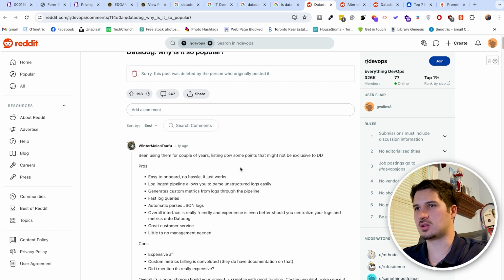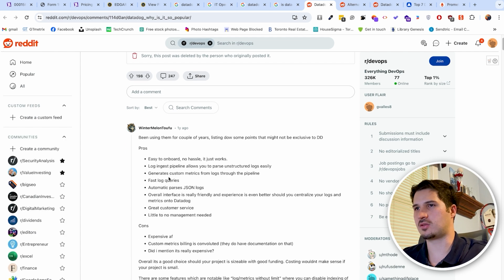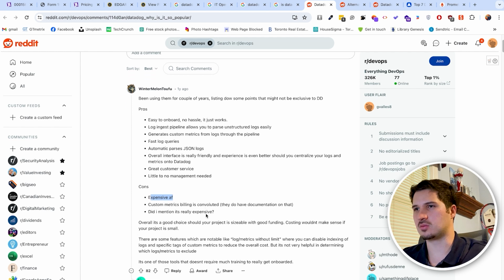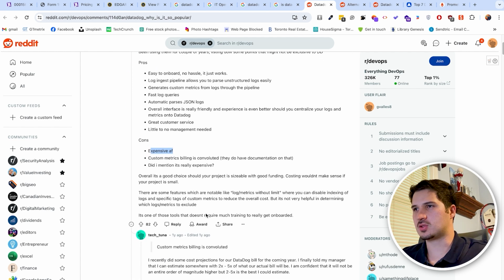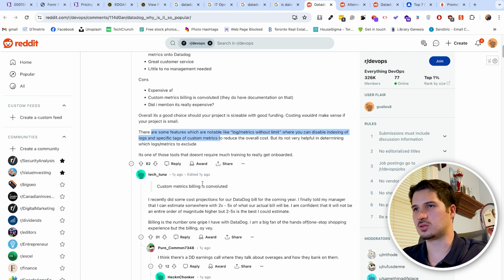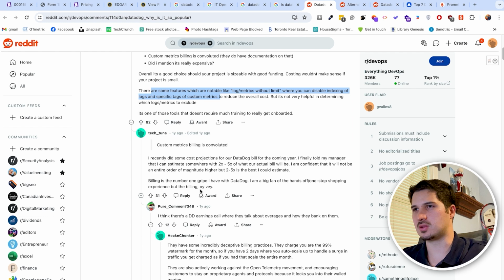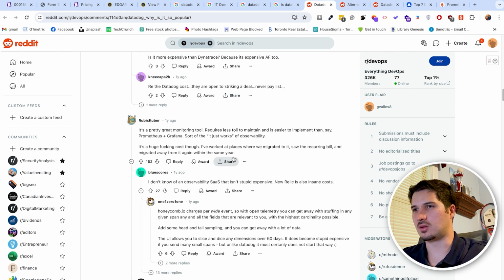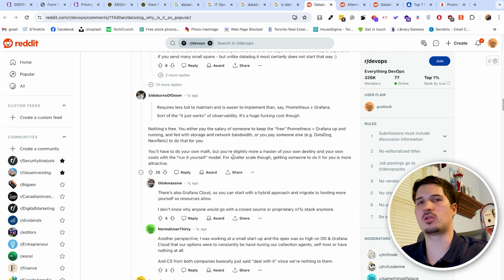Why is Datadog easy to onboard? Okay, this is great. Fast, look, okay. Expensive, oh, expensive AF. Custom billing convoluted. Interesting. So if the project is small, it's not worth it. If there's a lot of tracking to do, then it gets very expensive. Okay, so it looks like the support also has decreased in quality. Now, a lot of people on Reddit are very cheap, so just something to keep in mind.